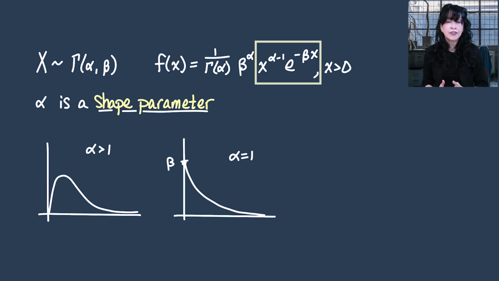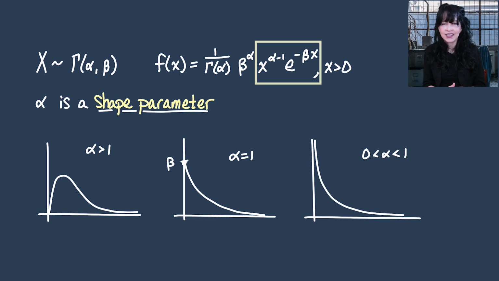And finally, when alpha is between 0 and 1, then the x to the alpha minus 1 is like 1 over x to a positive power, and the PDF does blow up at x equals 0. So it asymptotically approaches the y-axis. So these are the three general shapes you can get, and they are governed by the shape parameter.